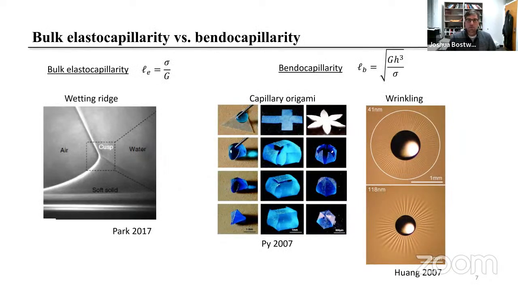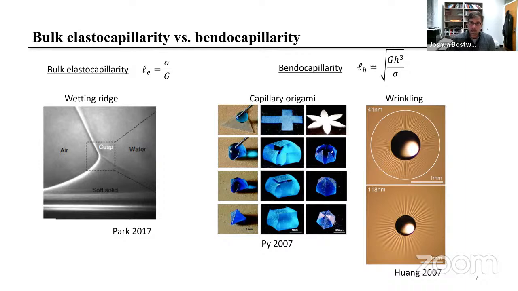All right. Within the field of elastocapillarity, I like to further distinguish two different types. One is bulk elastocapillarity, and the other is bendo-elastocapillarity, or bendocapillarity. When people talk about bulk elastocapillarity, they talk about the situation that I just discussed previously, where you're looking at the interactions of a liquid drop with an infinitely deep surface, or what can be considered an infinitely deep surface. In this case, the elastocapillary length is defined as the surface tension over the elastic modulus.